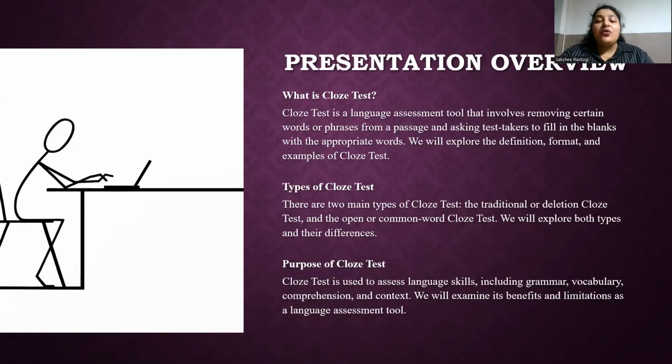So what are the types of cloze tests? There are several types of cloze tests, including multiple choice. For example, options are provided for each blank and the test takers choose the most appropriate answer. Then there is open-ended cloze, where no options are provided and the test takers must come up with their own answers. What is fixed cloze? It means the same word or phrase is removed from every blank. Variable cloze means different words or phrases are removed from each blank.